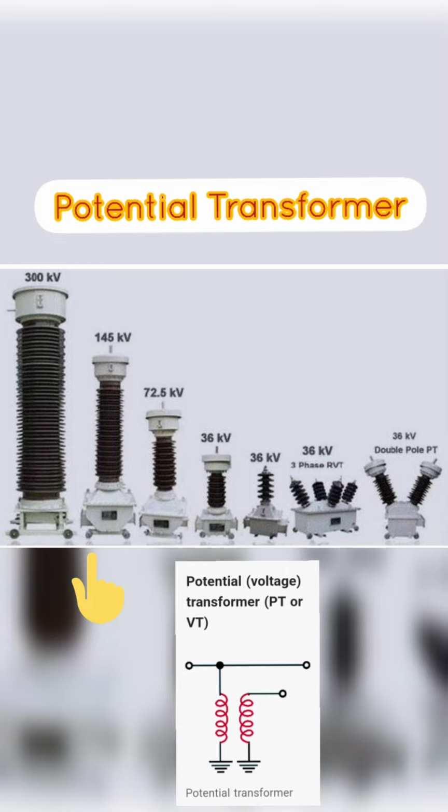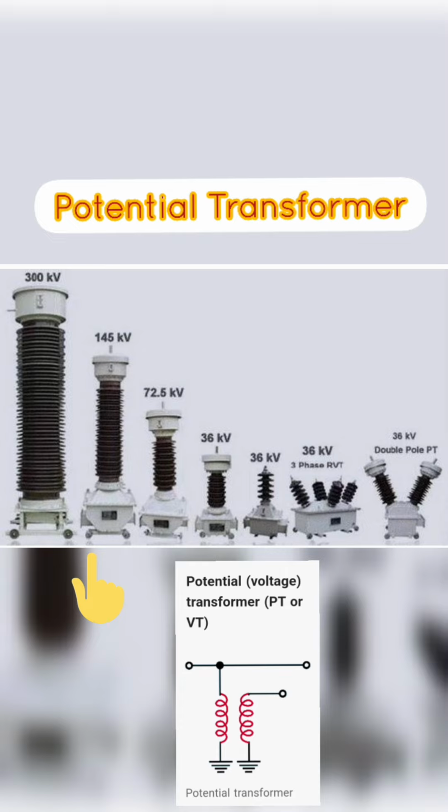The number of turns in the secondary winding is much greater than the primary winding, and the turns ratio determines the voltage transformation ratio. The PT's primary winding is designed to withstand high voltages, and the secondary winding is designed to produce a lower voltage, typically 120 or 240 volts. PTs are classified into two types based on their application: metering PTs and protective PTs.